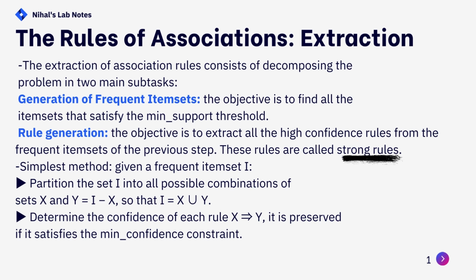There is a simplest method. Given a frequent item set I, partition the set I into all possible combinations of sets X and Y, where Y equals I minus X, so that I equals X join Y. The second step is to determine the confidence of each rule, X implies Y. It is preserved if it satisfies the minimum confidence constraint.